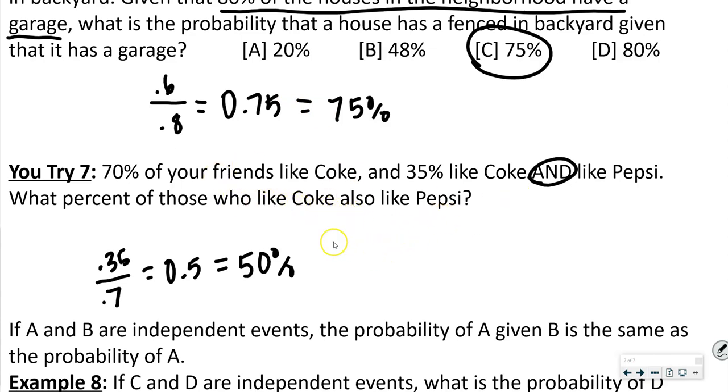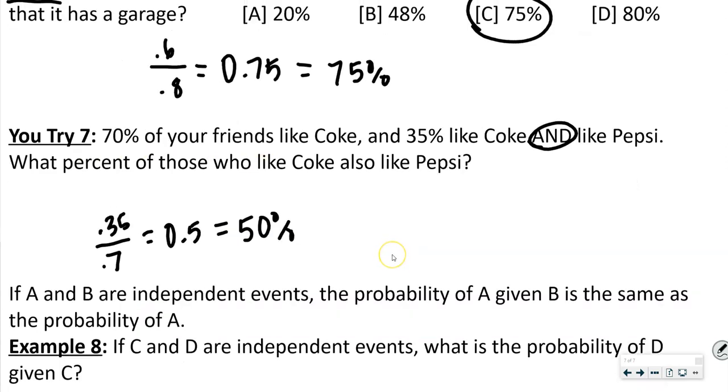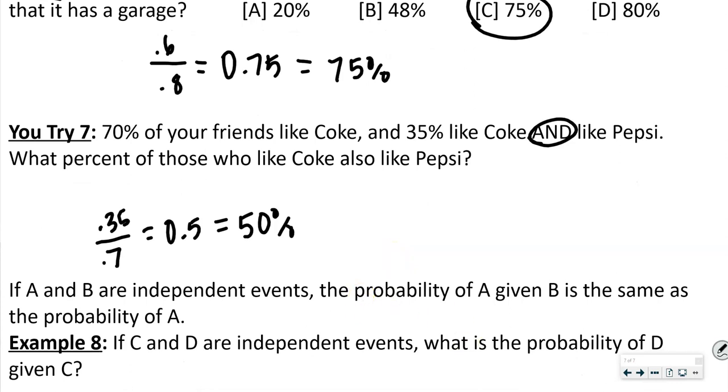Notice the wording of this is different. But again, it's asking you what percent of those who like Coke, that's the given part, y'all, also like Pepsi. So that's why it's going on the bottom, because that was the given part. And this is the way a lot of questions were worded in the Delta Math. So here's our last one.